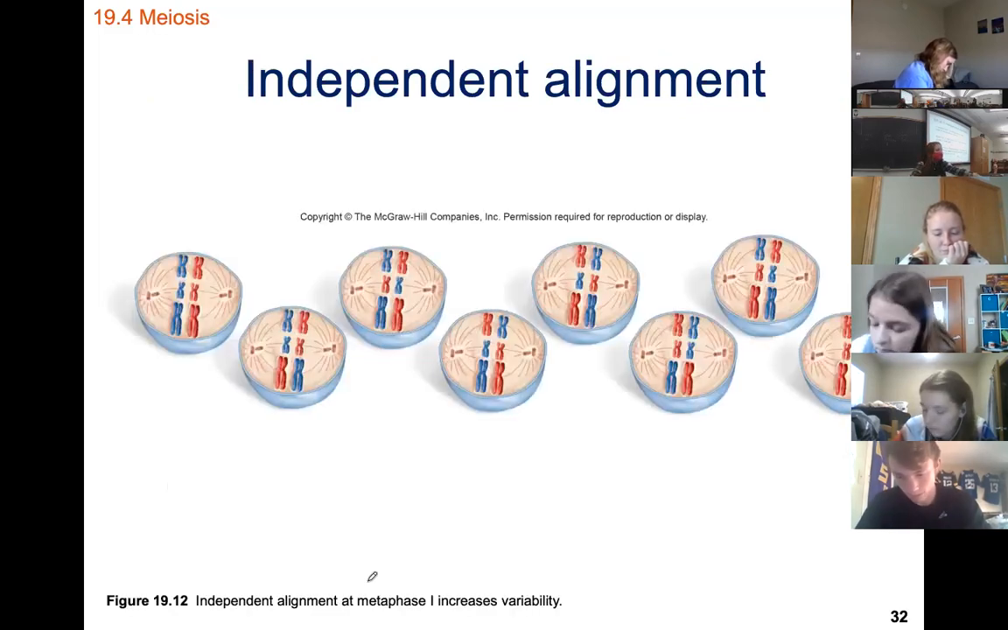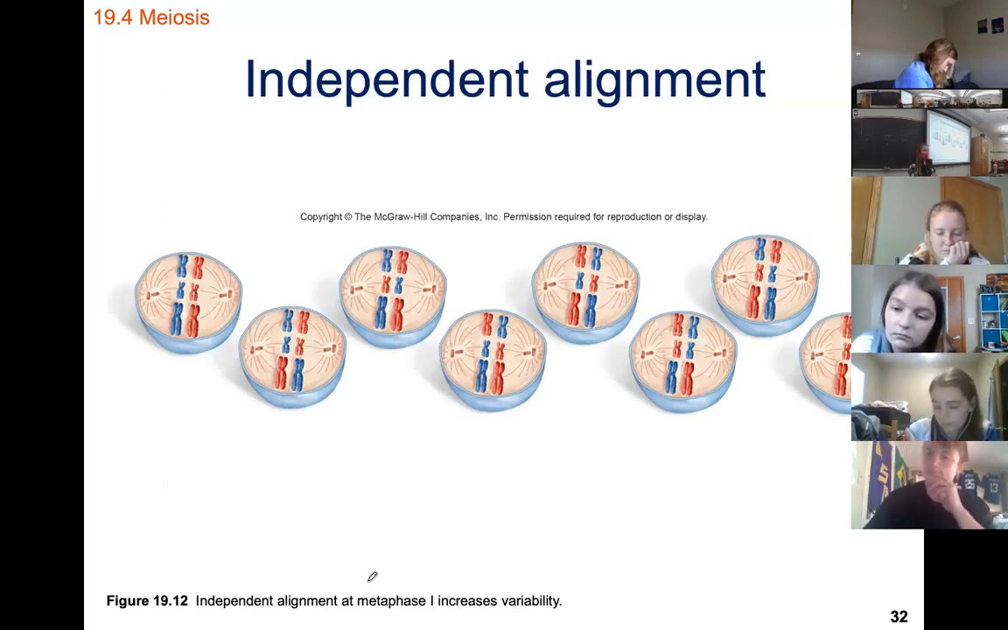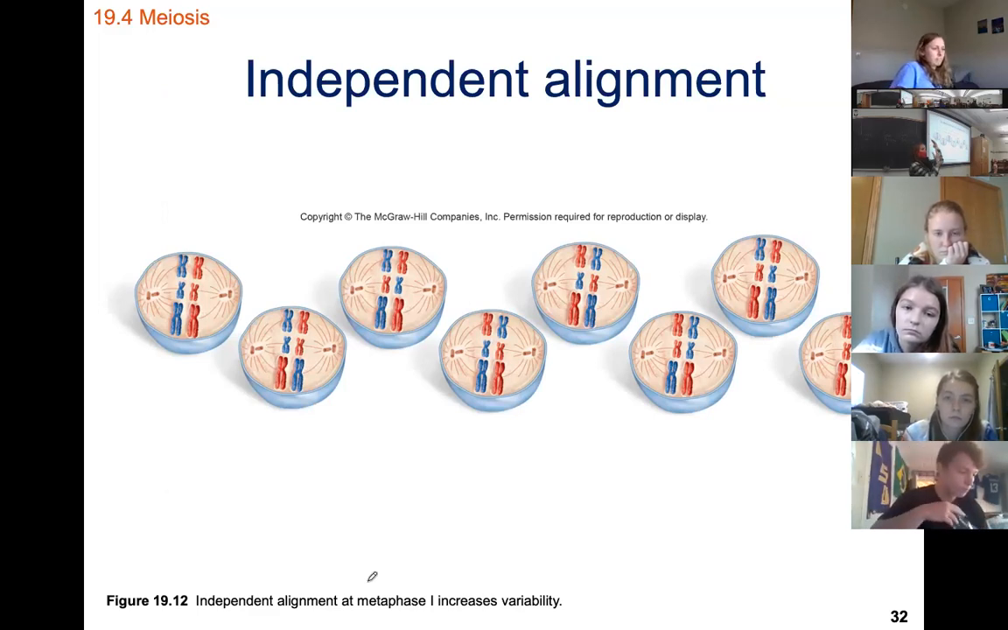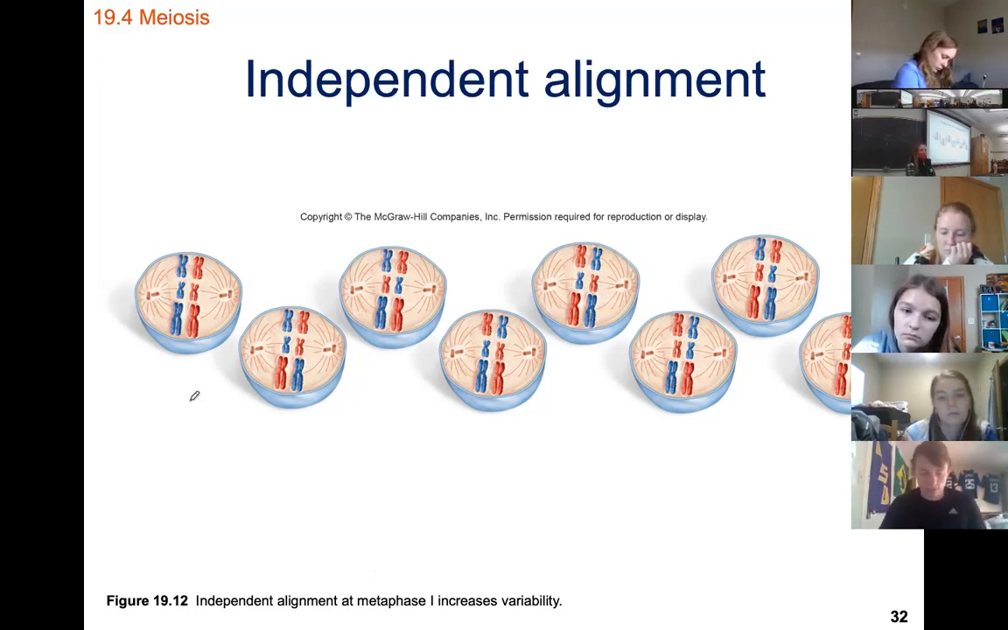Okay, so the word kind of gives it away. Independent. When somebody is independent, they kind of do their own thing, right? So we have them line up in the middle, and if they're aligning how they want to, instead of exactly the same like they are in mitosis, we're going to have some different alignments, and when they get separated, we're going to have different results, okay? So here are some different ways that these exact same chromosomes could line up differently and have different results.